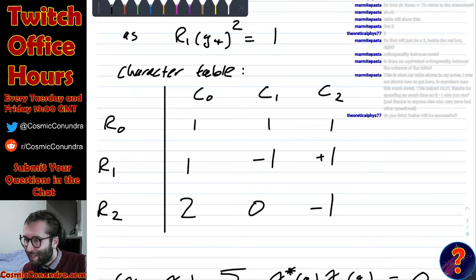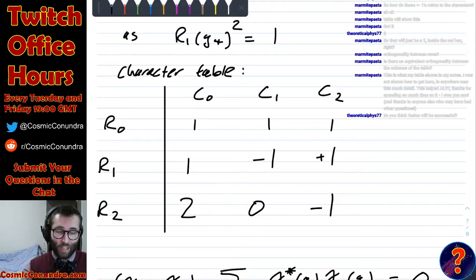Theoretical Fizz follows up saying, "Do you think fusion will be successful?" Again, I really don't know. I think just from the fact that there are so many people that are still working on it is probably an indication that there's something to it. But it's not my field, so I have no idea how close anyone actually is to it.